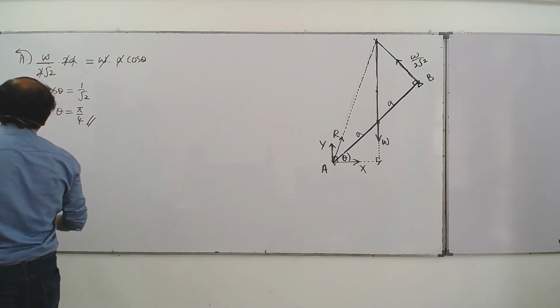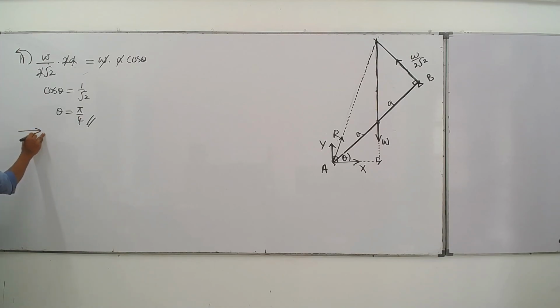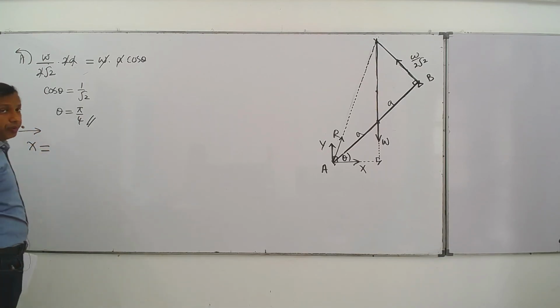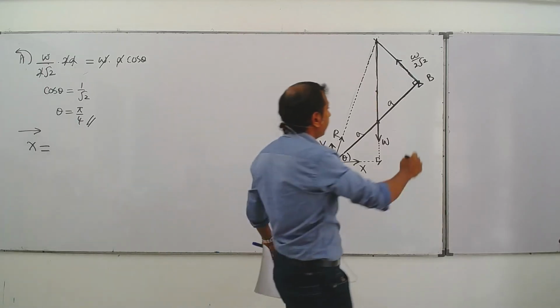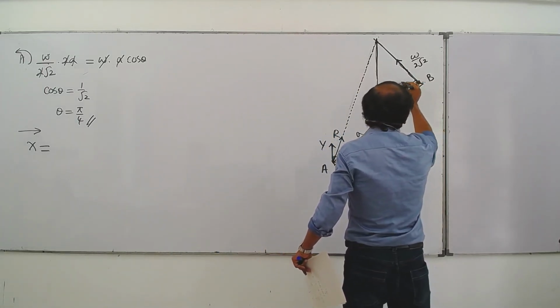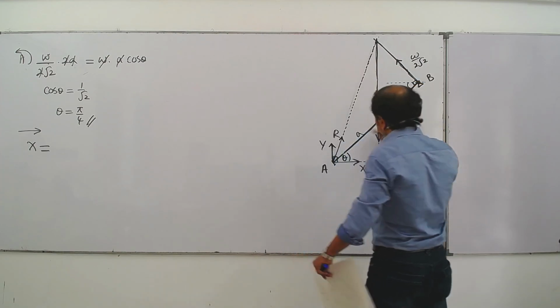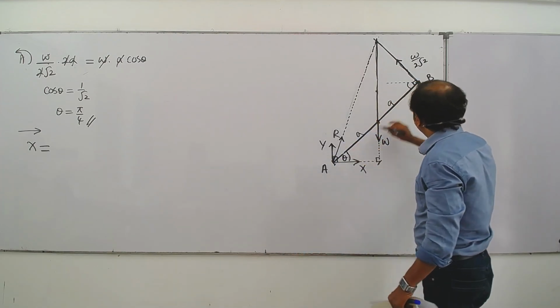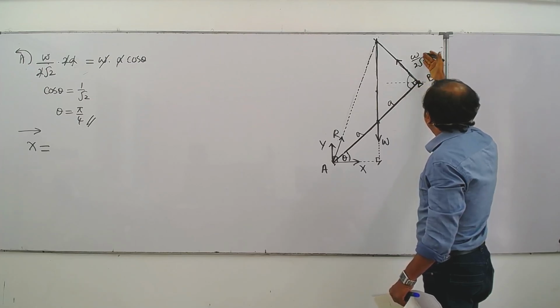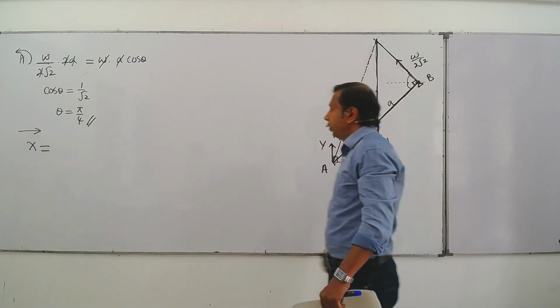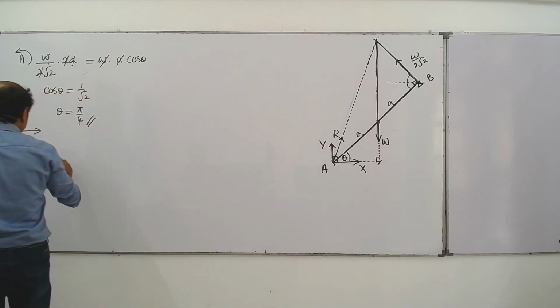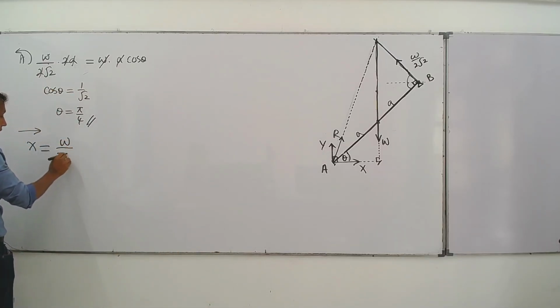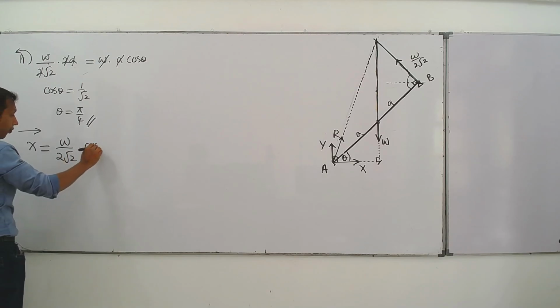Now for the equilibrium of the rod, we will resolve horizontally. Then X. Here, when you draw horizontal line, this is 45 because this theta we found to be 45. Then this also 45. Then W over 2 root 2 we get cos 45. X equals W over 2 root 2 cos 45.